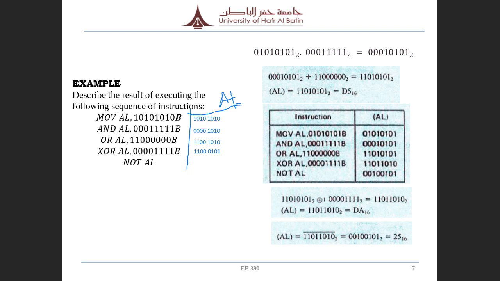Now about the NOT AL. NOT is very simple, just make it one's complement. So 0011 and 1010. Always you have to consider the latest value of AL because AL is changed. So we cannot consider the previous value of AL, the first row. We have to take the immediate value of AL, just the one immediately before.